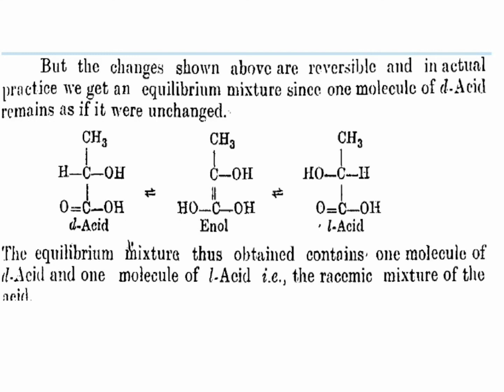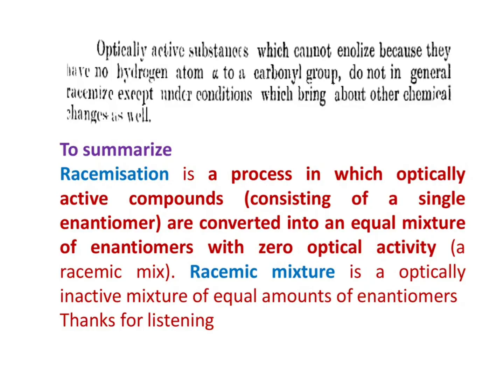Optically active substances which cannot enolize because they have no hydrogen atoms alpha to the carbonyl group do not in general racemize except under conditions which bring about other chemical change as well. To summarize, racemization is a process in which optically active compounds consisting of a single enantiomer are converted into an equal mixture of enantiomers with zero optical activity, that is a racemic mix. And a racemic mixture is an optically inactive mixture of equal amounts of enantiomers.